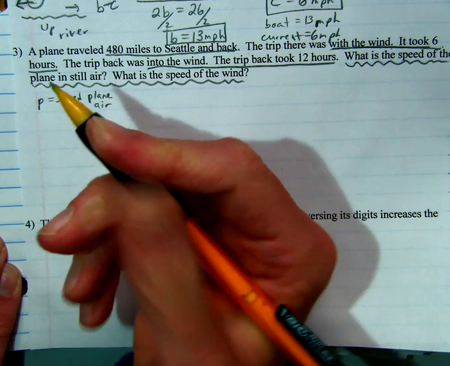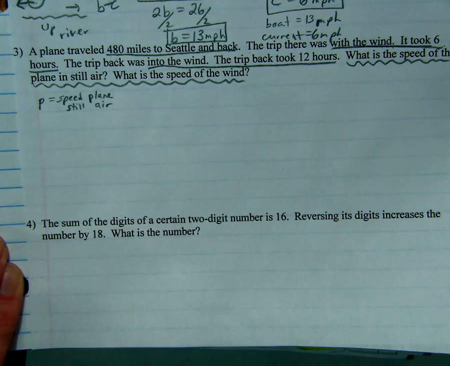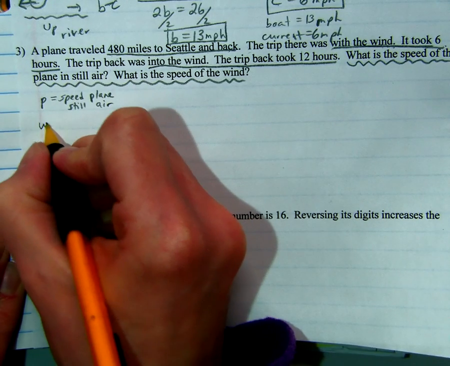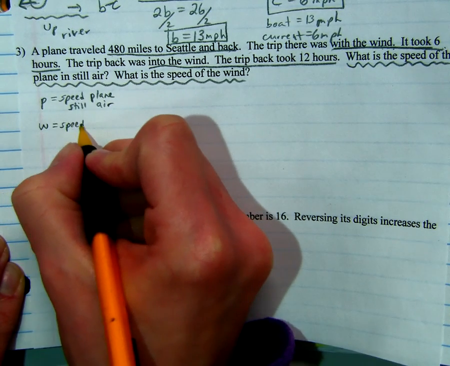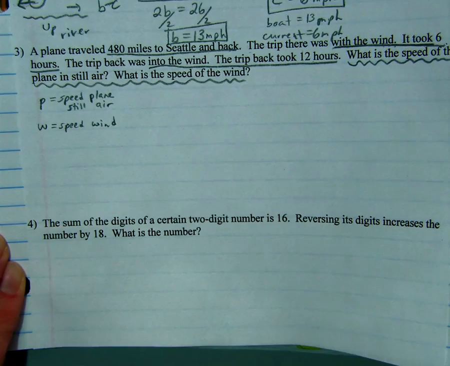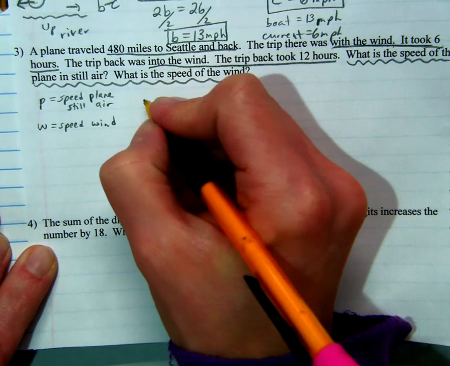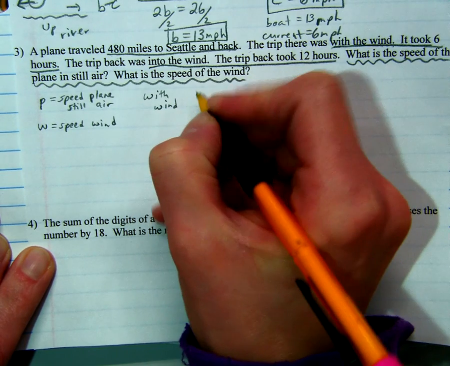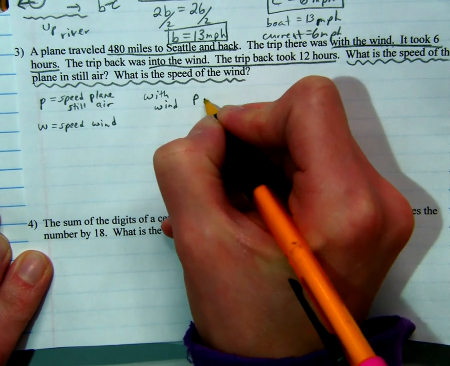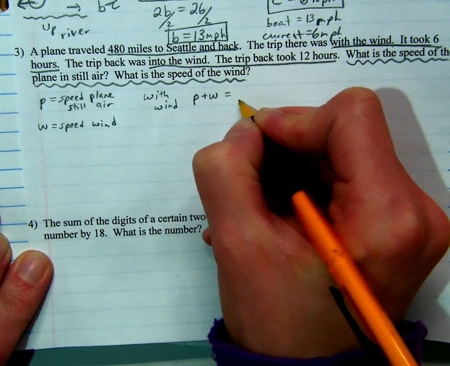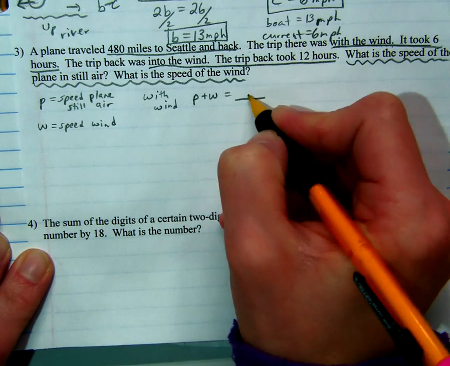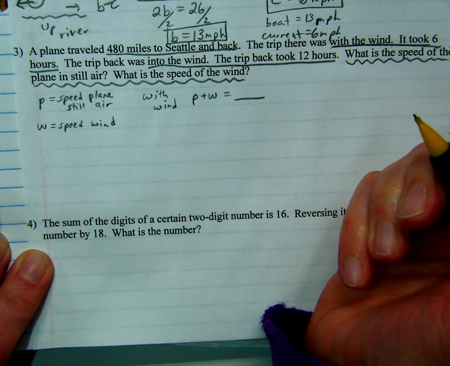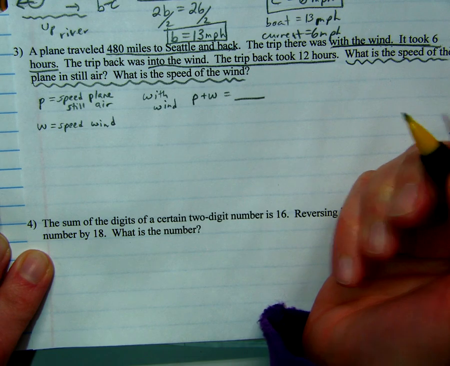So we're going to figure out what the speed of the plane would be if there wasn't any wind working with it or against it. And then we're going to use W for the speed of the wind. So if you are going with the wind, the wind is going to work with you, and you would add the P and the W together, and you would get some speed. The problem is we don't know what that speed is. So we're going to have to work that out using the distance and the time here in a second.